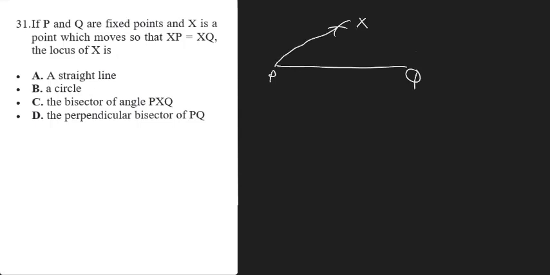If you draw this one here and this one here, you know that the line from here to here is the same as from here to here, right? So the question is asking us, the locus of X is a straight line, a circle, a bisector of PXQ, or the perpendicular bisector of PQ. Yes, it's the perpendicular bisector of PQ. By the time you draw a straight line like this, of course, it's going to divide P and Q equally, giving you a right angle here. So the answer is D. Let's move to the next question.